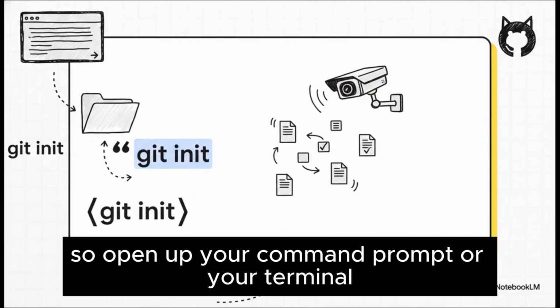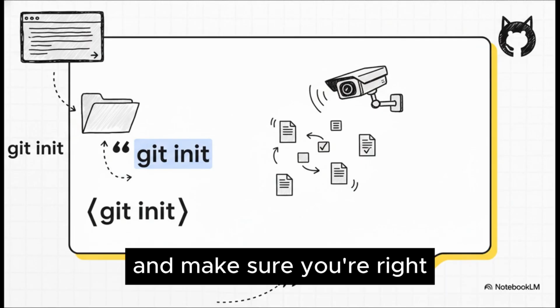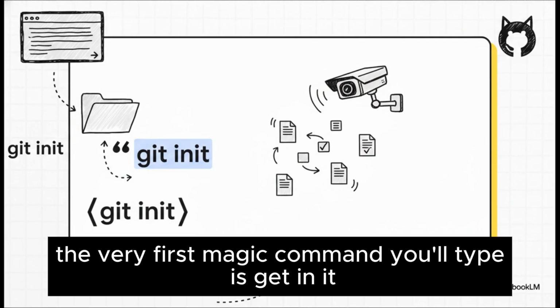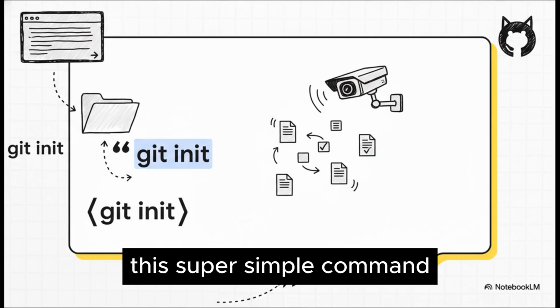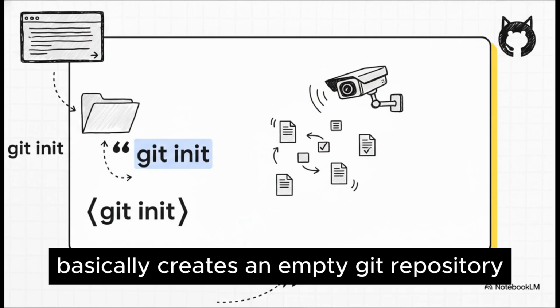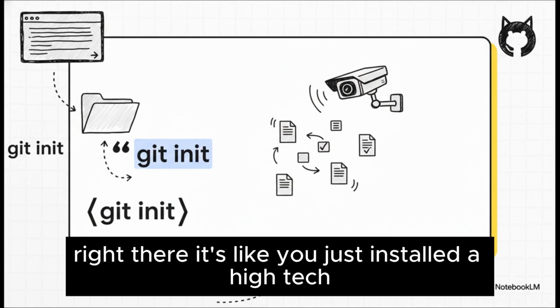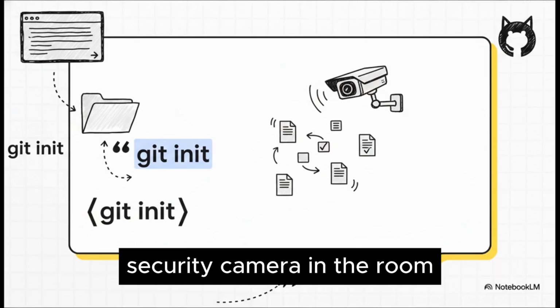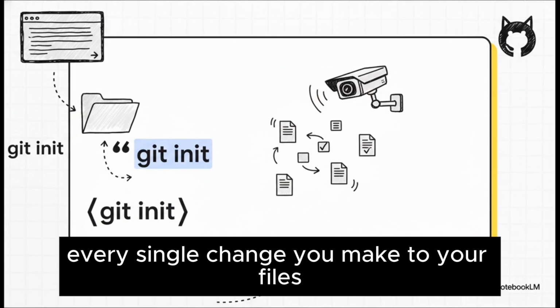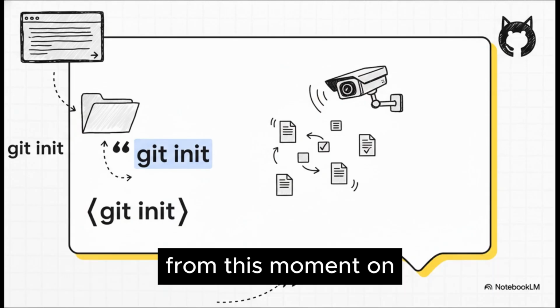So open up your command prompt or your terminal and make sure you're right inside your project's folder. The very first magic command you'll type is git init. This super simple command basically creates an empty Git repository right there. It's like you just installed a high-tech security camera in the room that's now going to watch every single change you make to your files from this moment on.